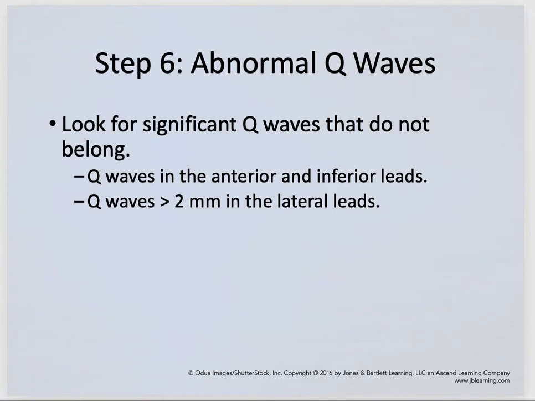Q waves. Okay, so Q waves are an interesting thing. They're important, but it's also important to state that in healthy people, we often don't even see a Q wave. So a Q wave, that is the word significant. A significant Q wave is one that shouldn't be there, right? So significant Q waves are big Q waves. In healthy people we don't see this. So a Q wave in the anterior or inferior leads is what we want to look at, or a Q wave that is greater than 2 millimeters in the lateral leads.